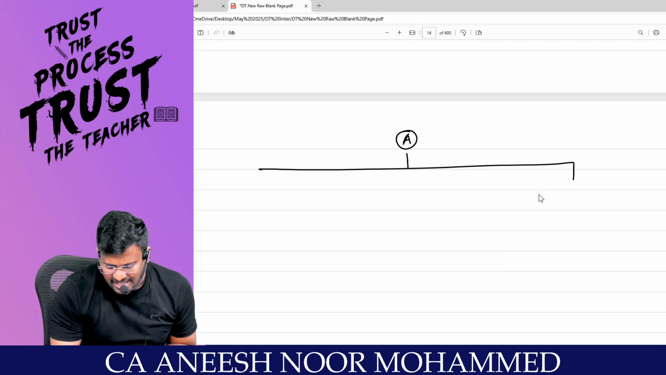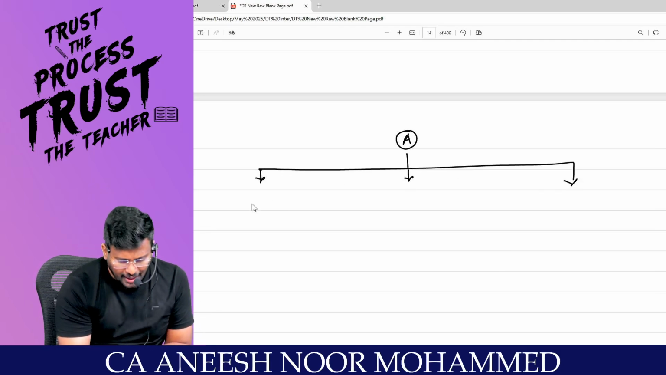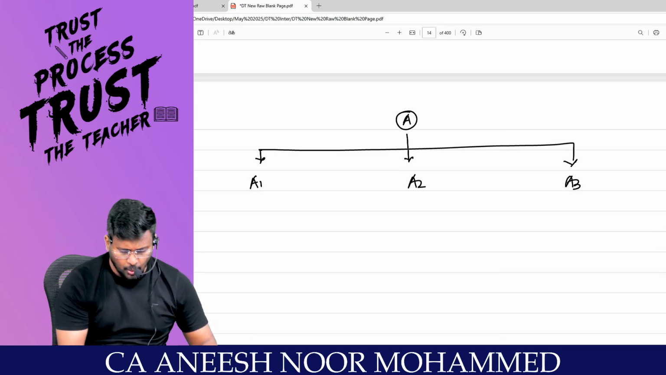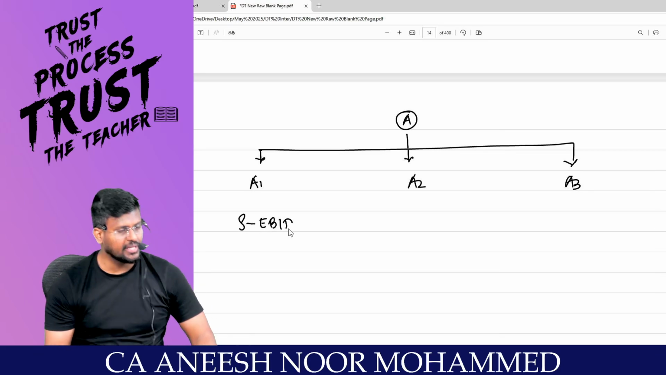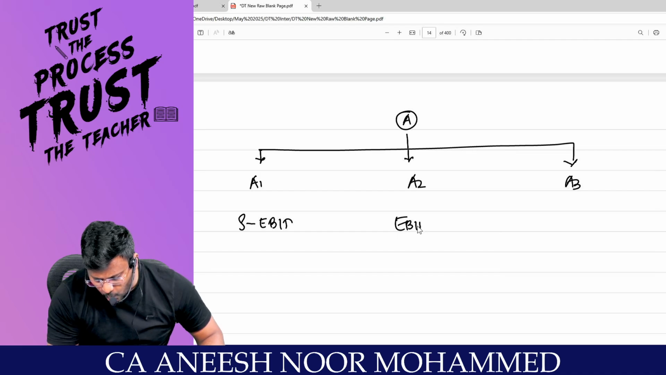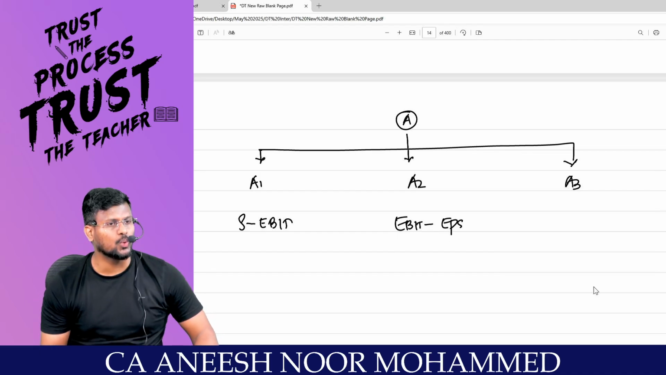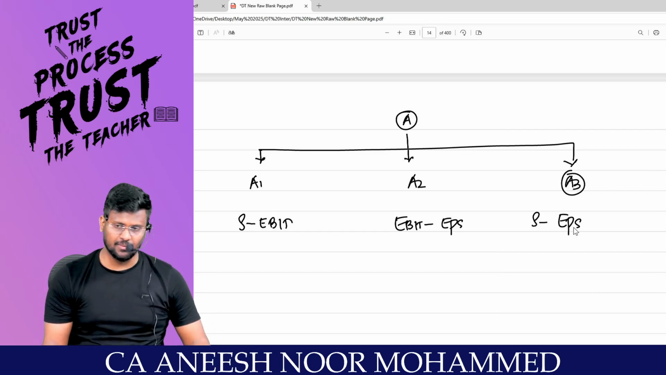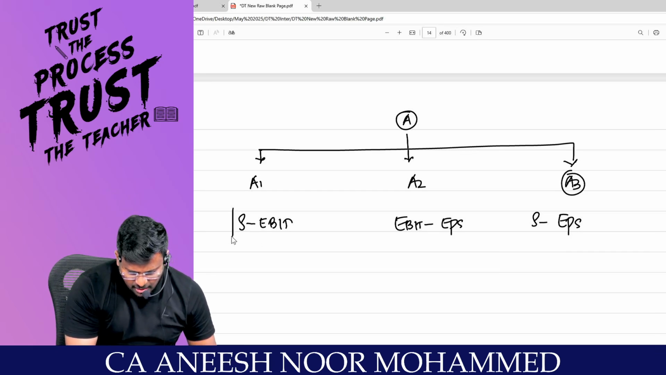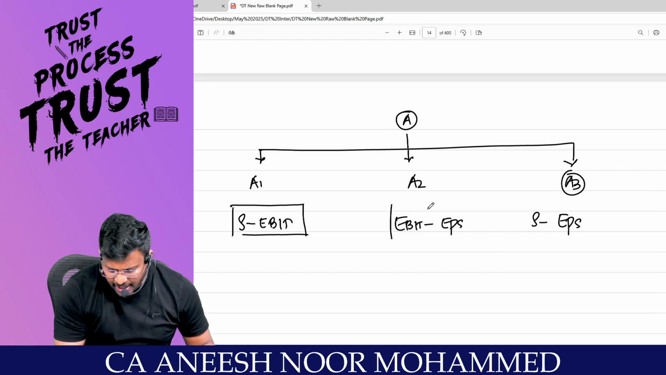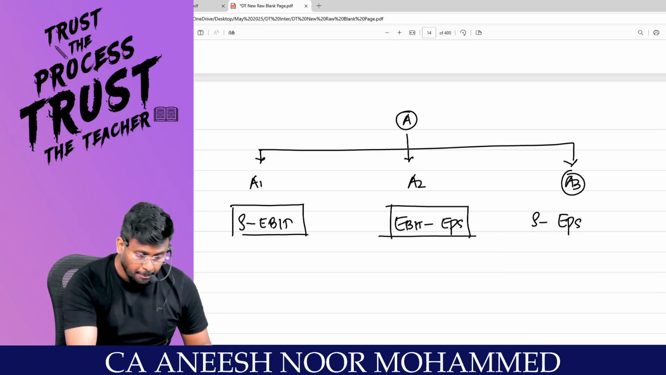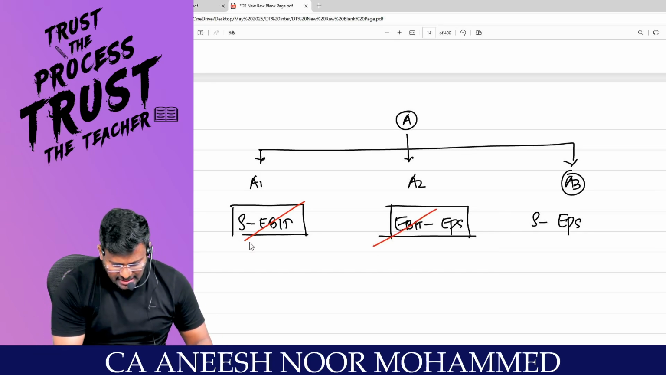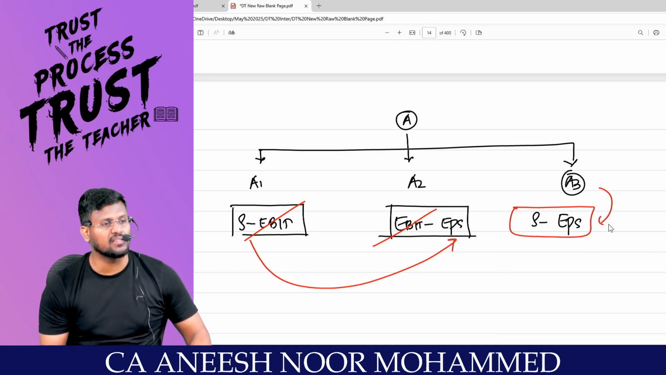So the analysis is classified into how many categories? 3 categories. Analysis number 1 is from sales to EBIT. Analysis number 2 is EBIT to EPS. Analysis number 3 is from sales to EPS. Sales to EBIT and EBIT to EPS: basically this is minus EBIT and this is plus EBIT, which will get cancelled. So basically sales to EPS is our analysis number 3.